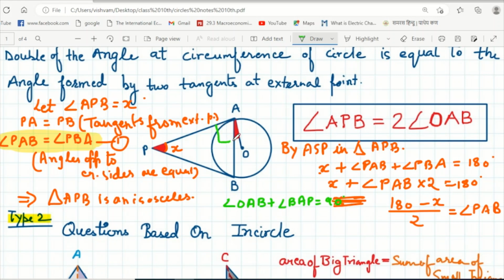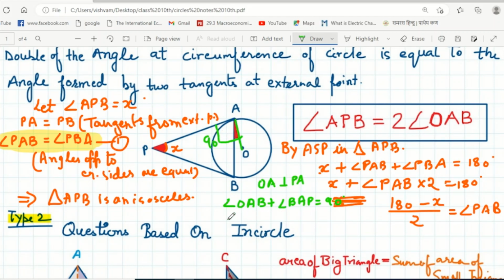This complete angle is 90 degrees through concept number 1, that is, radius is perpendicular to tangent. Here OA is perpendicular to PA. That's why we can also say that OAB plus BAP, the complete angle, is 90 degrees.